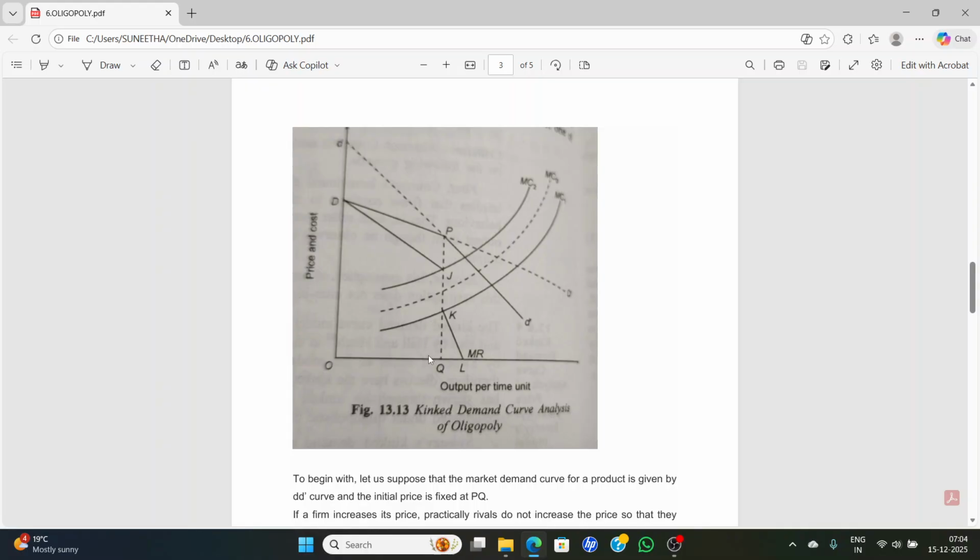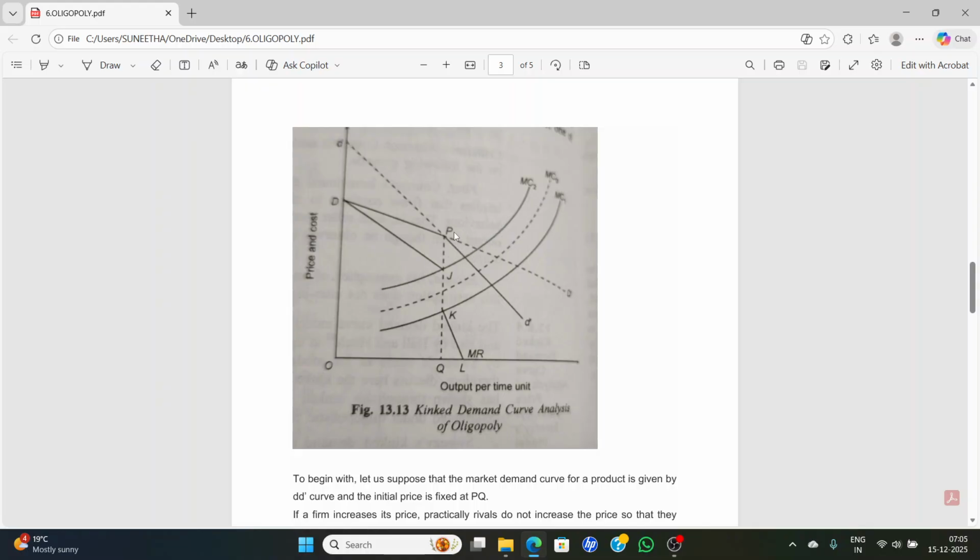And now, what happens if the cost of production increases? Now, if the cost of production increases and the MC curve is given by MC3, it still cuts the DJKL MR line at J. And when you extend this to the demand curve, which is nothing but the AR line, it still intersects at P, and PQ is still the same price. So initially, when the cost of production was MC1, the price was PQ, and even though the cost of production increases to MC2, the price is still the same.